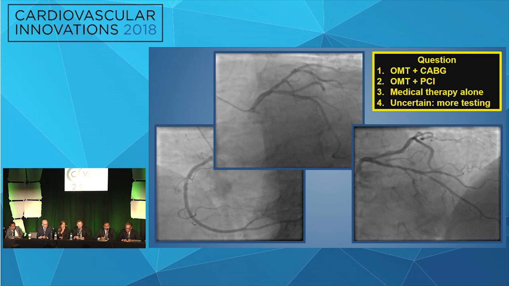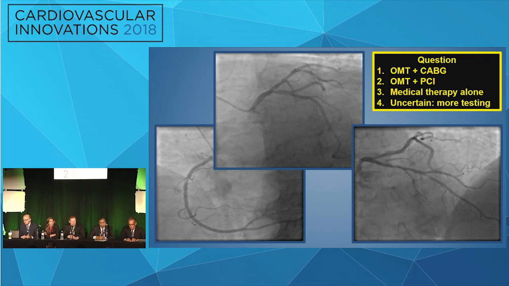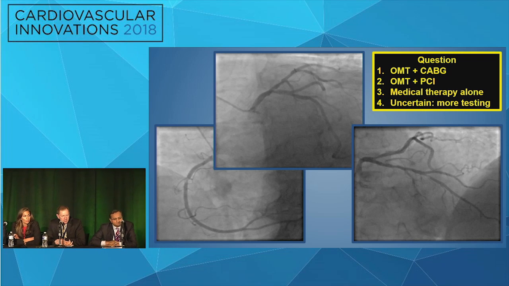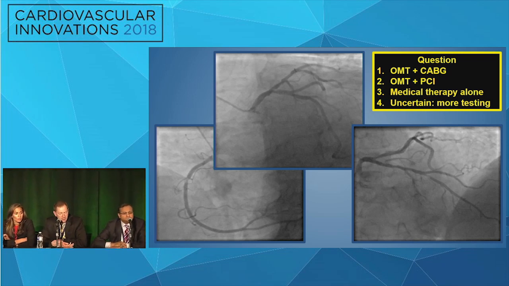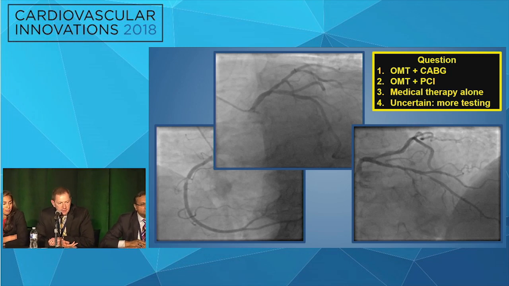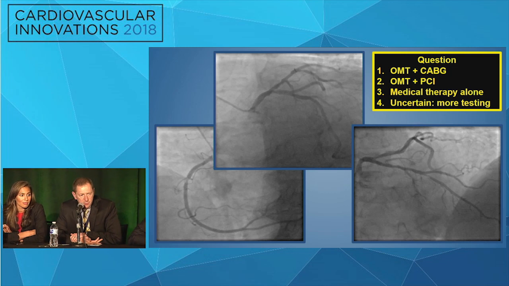Yeah, no, I absolutely agree. I think here, not so much the actual SYNTAX score, but the functional SYNTAX score is what you want to know. So I would definitely interrogate all of them, the LAD, the RCA, and the ostial circ, and see where the numbers are.